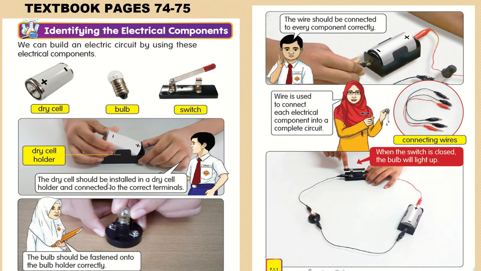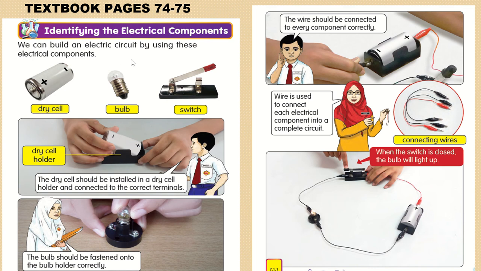The dry cell should be installed in a dry cell holder and connected to the correct terminal. The dry cell and the holder have a negative and a positive terminal. When you install the dry cell in the dry cell holder, make sure it is in the correct terminal.